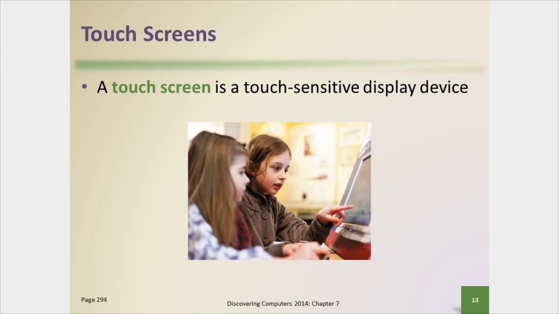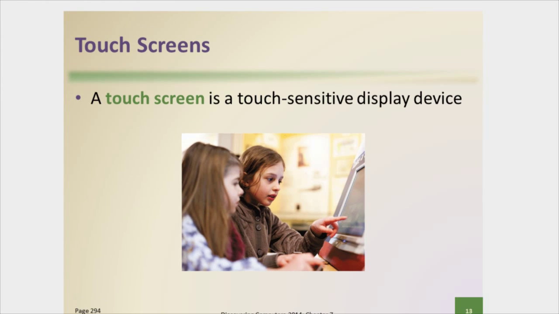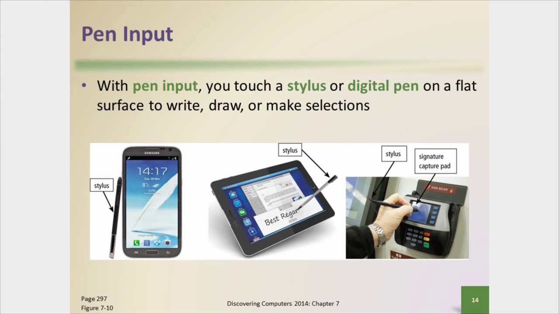We can also manipulate the pointer through a touch screen. The touch screen is going to be able to sense our actually touching the screen. In some cases, that's simply using our finger to manipulate it. In other cases, it requires some sort of pen input, in which we'll use a stylus to manipulate the pointer, sign documents, things like that.